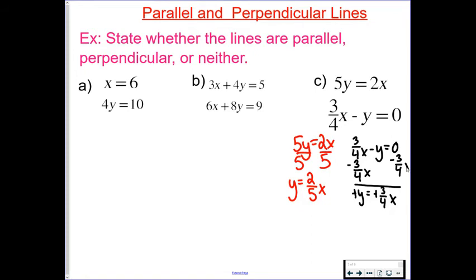So as we look at our slopes here, this one is 2/5, that one's 3/4. Are they the same? No, they are not. So they're not parallel. Are they opposite reciprocals? No. They're both positive, so they're definitely not opposites, and they're not reciprocals because they're not flipped of each other. So these lines are neither perpendicular or parallel. They're just going to cross somewhere, we don't know where.